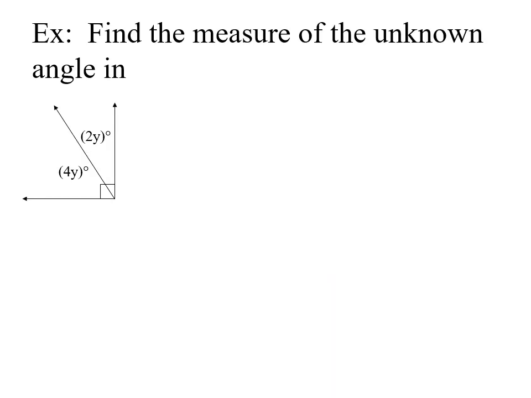This question says, find the measure of the unknown angle in this diagram. So we have two angles. We know it's a right angle, or a 90-degree angle. We haven't technically talked about what a right angle is, but it's a 90-degree angle. And so we have these two angles that are mentioned: you have a 4y and you have a 2y. Since it is a 90-degree angle in the corner, we know that the 4y and the 2y have to add up to the 90 degrees.